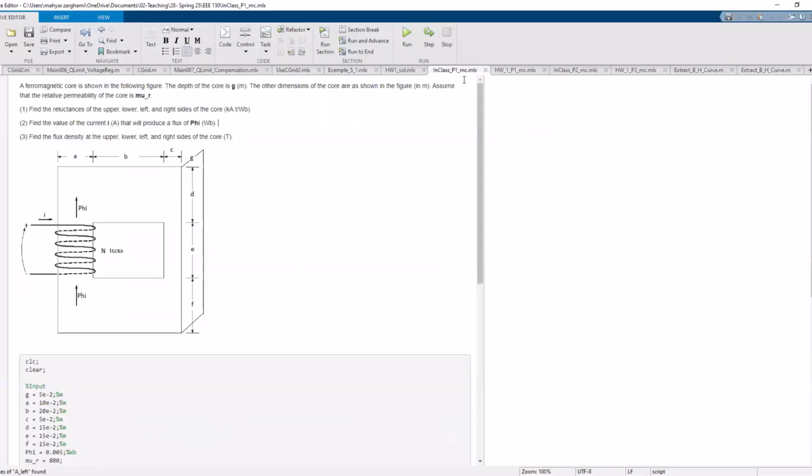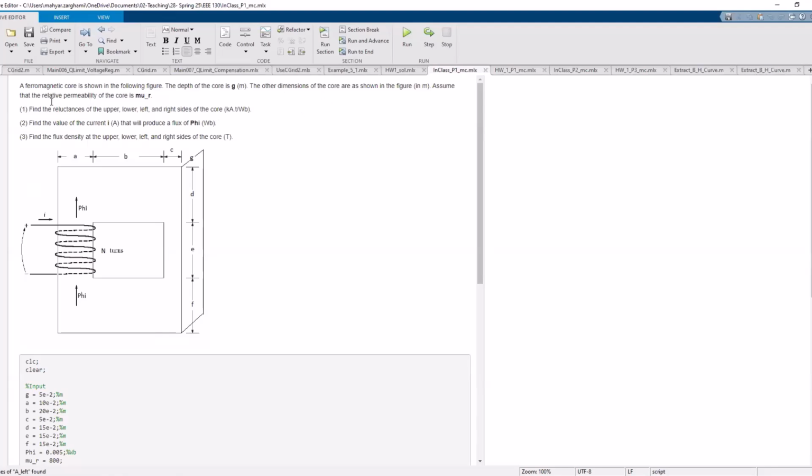So in class number 1, it's showing a ferromagnetic core. The depth of the core is G, and the other dimensions of the core are as shown in the figure. So this is basically a magnetic core, with dimensions A, B, C, and so on. And G is the depth of the core.